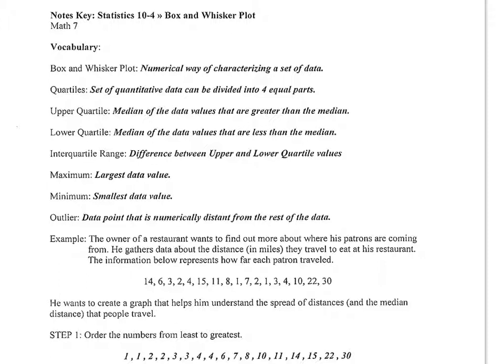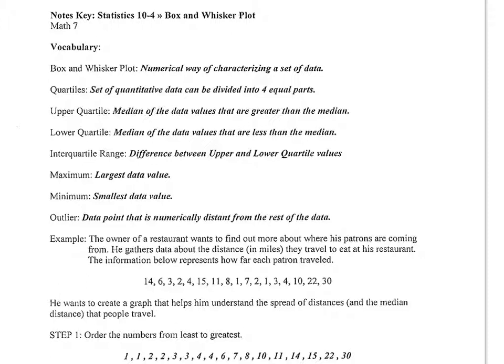Sometimes you'll see a number that doesn't really belong with the rest of the data. That's called an outlier, sorry. An outlier is a data point that is numerically distant from the rest of the data. So if I have a bunch of numbers that are all single digits, and then I have like 40, that would be called an outlier because it doesn't really go with the rest of the data.